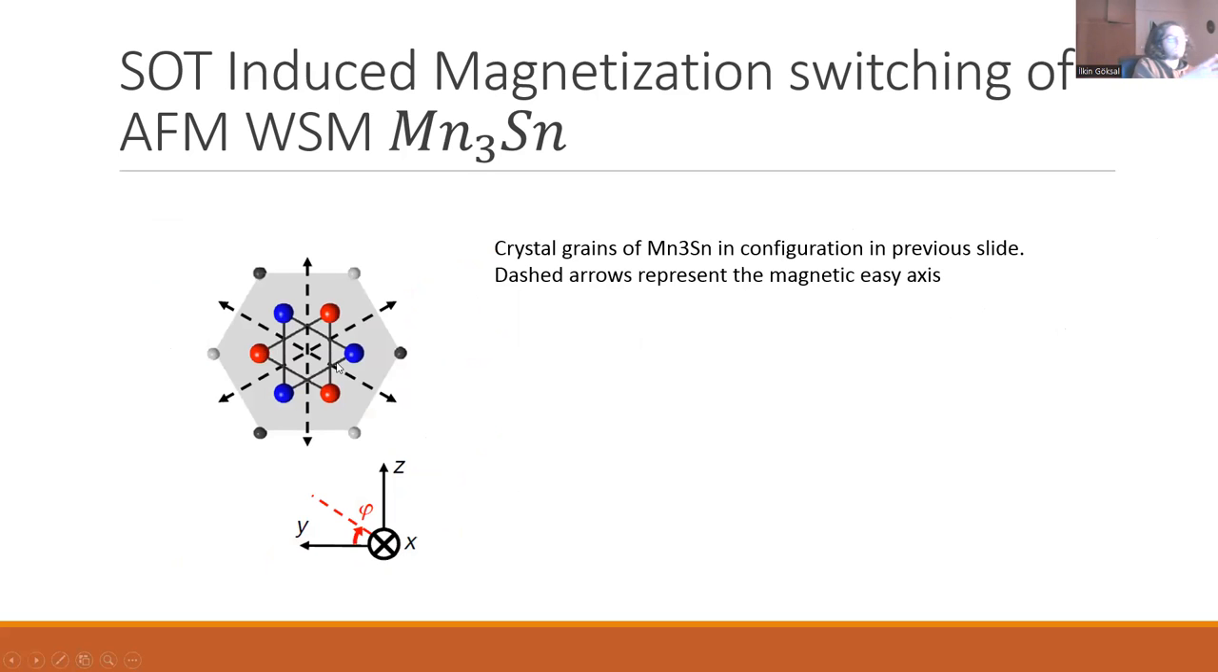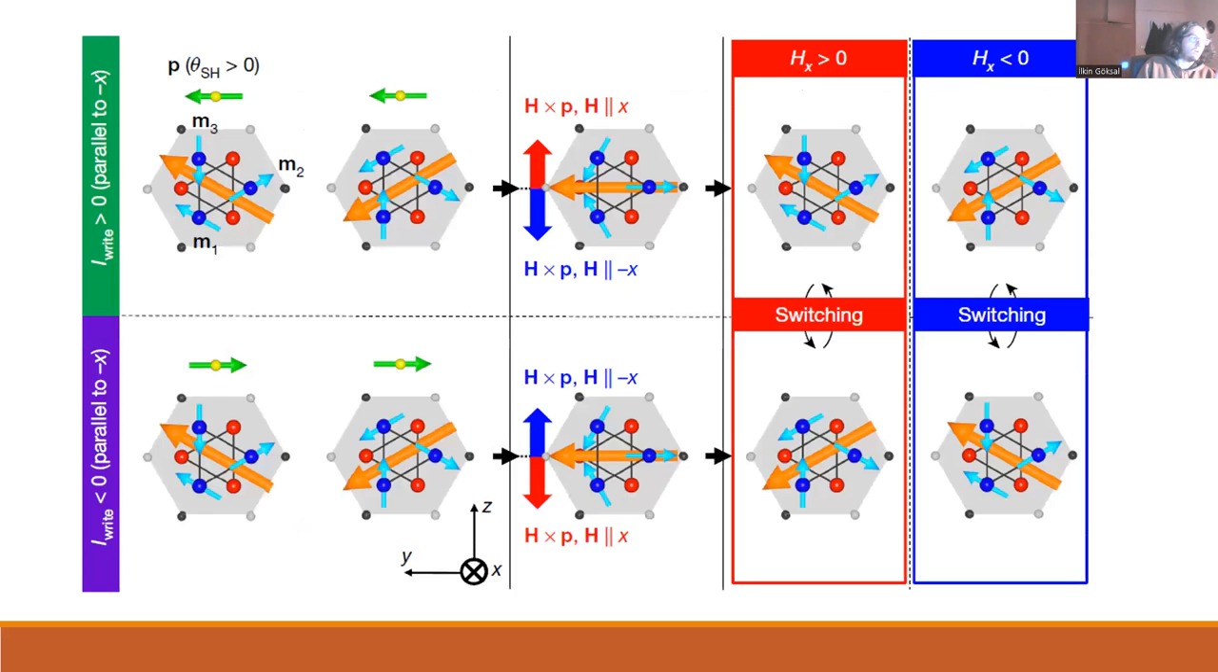And this is how it looks from the top, as you can consider from this. And the slashed lines are the magnetic easy axis. And this is the overall procedure. Starting from here, the green arrows are the spins injected from the heavy metal layer, the platinum layer. And for two cases, I write greater than zero and I write smaller than zero, which means that there are two ways of the writing current. So at first stage, the first image is the beginning stage, and the second image is the second stage.